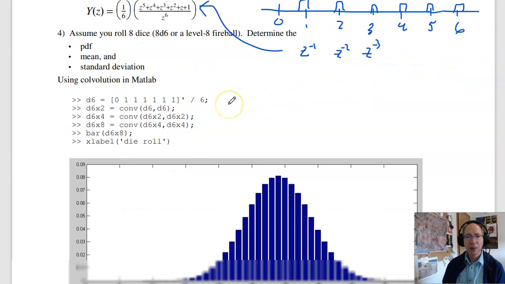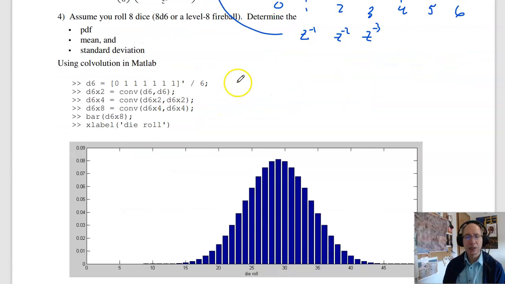Well, the PDF, this is probably easiest to do using convolution. Take a single 6-sided die. I'm never going to get a 0. And I've got a 1 in 6 chance of getting the numbers 1, 2, 3, 4, 5, 6. You could keep on going. Those would be zeros, but not necessary. If I convolve a 6-sided die with a 6-sided die, I get 2 6-sided dice. 2 and 2 gives you 4 6-sided dice, 8 6-sided dice. And there's my answer. And just to display it, let's do a bar graph.